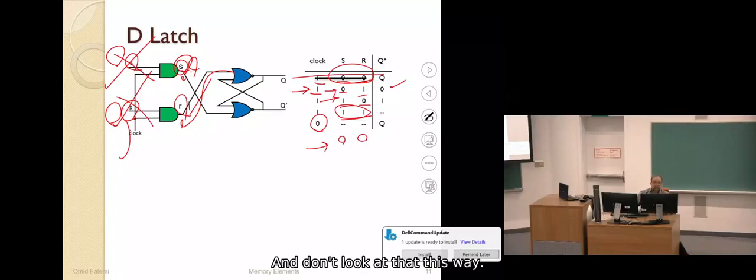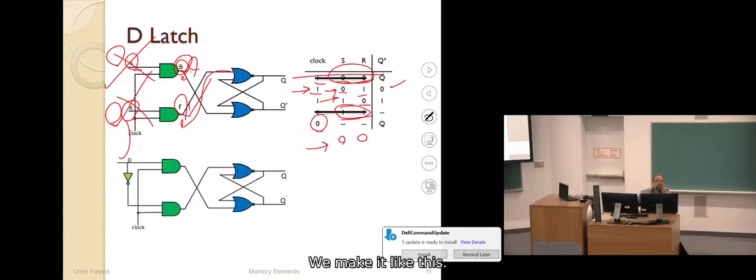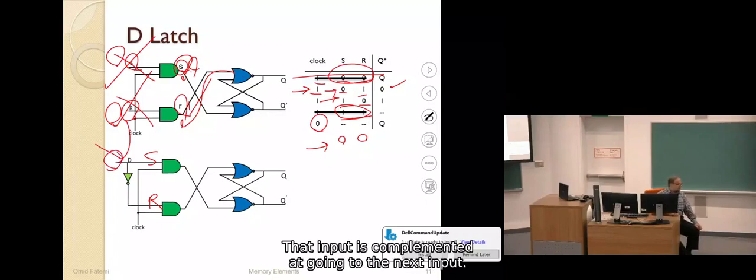How? This way. So we don't need that because we get it by clock. This is also, we don't need it because it is unwanted. It destroys our memory. So we make it like this. Look at here. Now here, capital S and capital R become complement of each other. We have one input here, and that input is complemented and going to the next input.